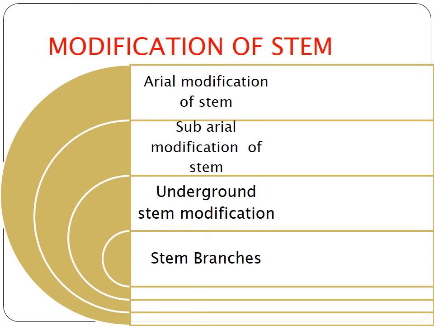Okay, can you understand? Sometimes the underground stem modification is present in the soil, even though it's not called root, because it has nodes, internodes, scales and buds. Therefore it's not called the root. It is only waiting for favorable condition.